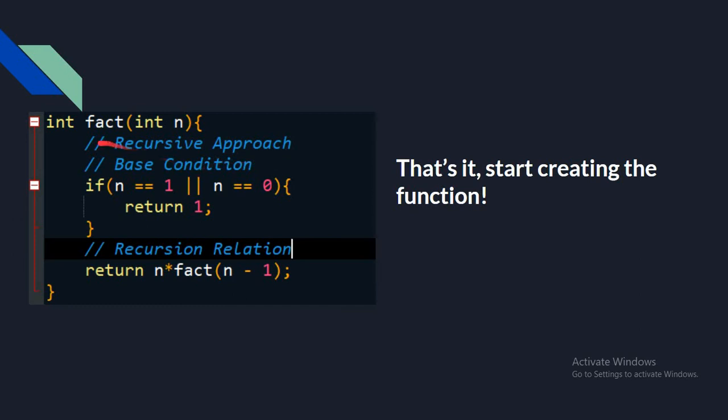So what we have done, we created our base condition, we drew our tree and we stated our recursive relation, and this is the function. We say fact of int n. We define our base condition as n is equal to 1 or n is equal to 0, because 0 factorial is also 1. So whenever we reach this base condition, we will return 1, and until we reach it, we will return n into fact of n minus 1. That is n into fact of 4, then fact of 3, fact of 2, and fact of 1. So that's how this recursive function works.